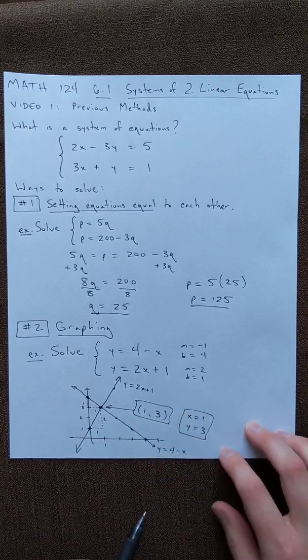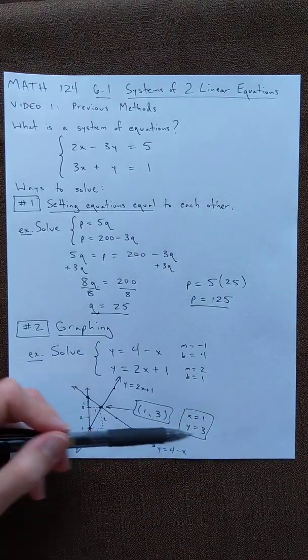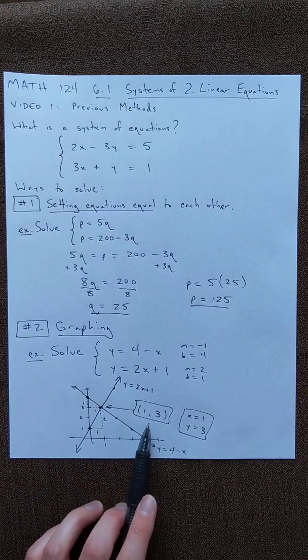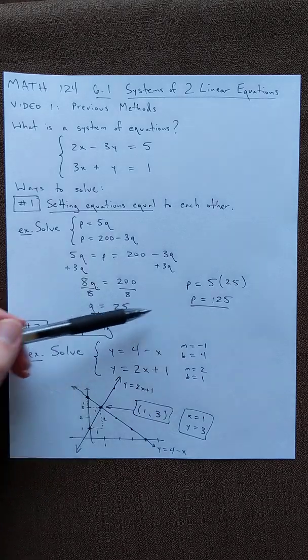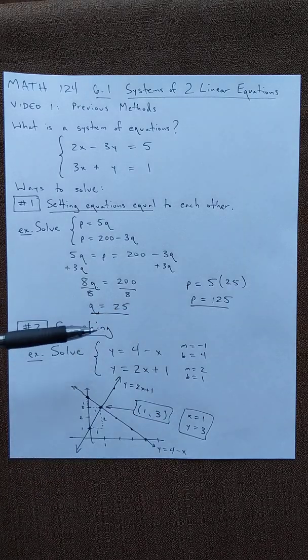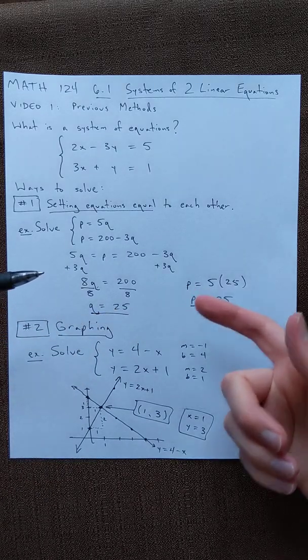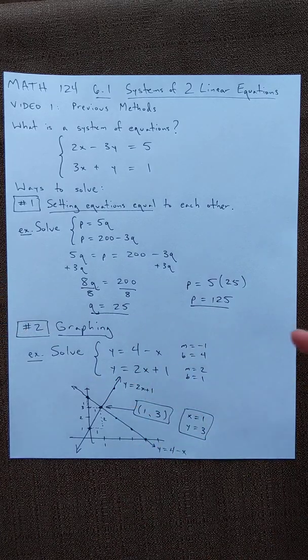This is a good thing to point out, that there are multiple ways to write your answer. You can write it as a point, or you can write it as x is this, y is this. In the previous one, we didn't write it as a point, although we could have. We just have to figure out, do we want to write p comma q or q comma p? It doesn't really matter to me.